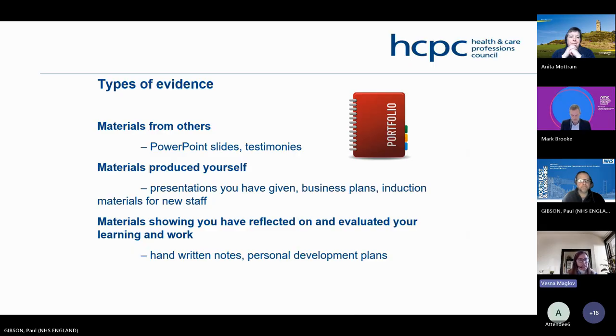So when you're selected for audit, you're also required to upload some evidence for the activities that took place. Usually it's 4 to 6 pieces of evidence for 4 to 6 examples. Evidence may include materials produced by you, produced by others, or any evidence of your reflection on your work or your learning, for example, notes or any developmental plans. So the evidence should support the examples that you mention in your CPD. Next slide, please.